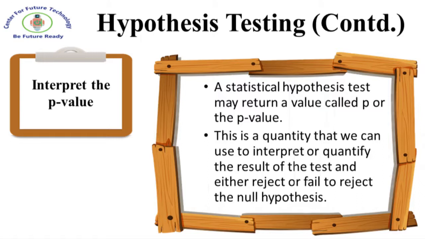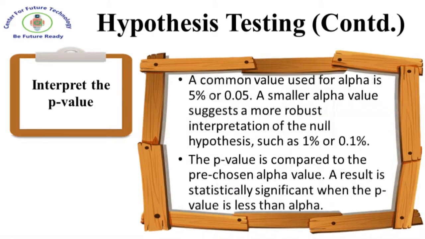A statistical hypothesis test may return a value called p or the p-value. This is a quantity that we can use to interpret or quantify the result of the test and either reject or fail to reject the null hypothesis. This is done by comparing the p-value to a threshold value chosen beforehand called the significance level. The significance level is often referred to by the Greek lowercase letter alpha. A common value used for alpha is 5% or 0.05.